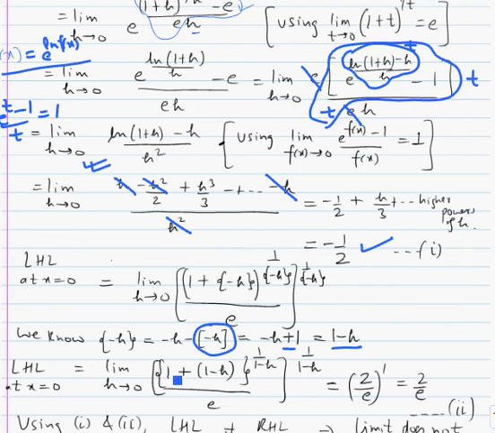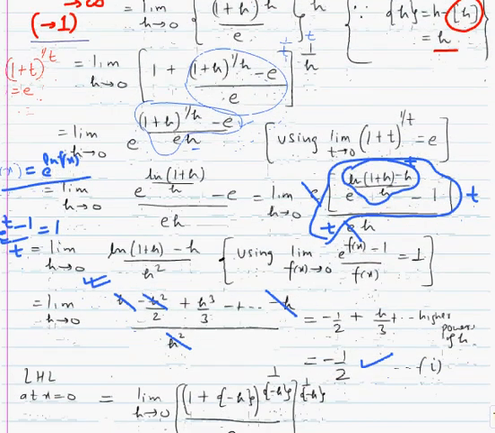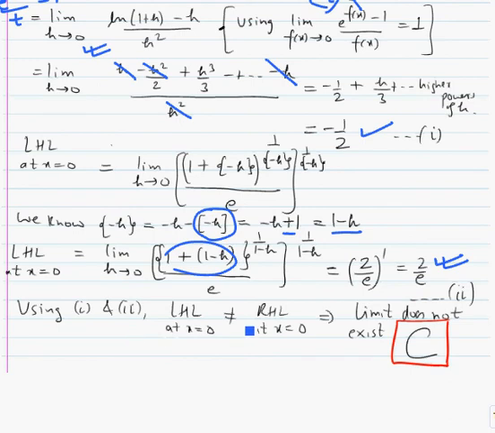Now after we replace 1 minus h here, you can see this is no more an indeterminate form. As limit h approaches 0, this part approaches 2, this part approaches 1, and this part approaches again 1. Finally the limiting value is 2 by e. So the left hand limit is 2 by e, the right hand limit is minus half, so the limit does not exist, as the left hand limit is not equal to the right hand limit.